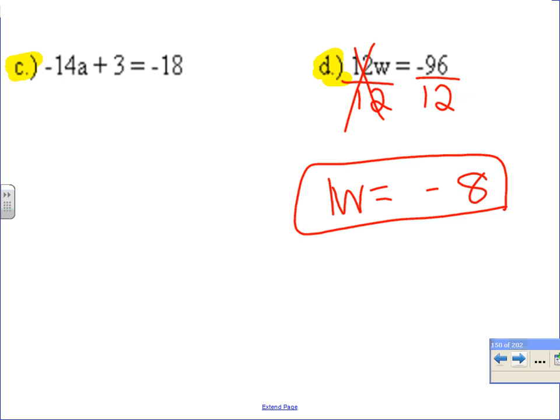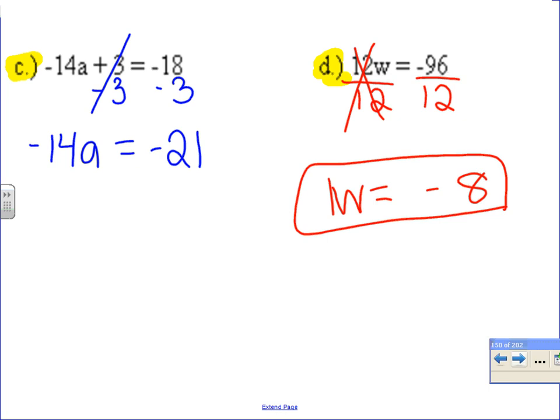Which means you need to add or subtract first. We need to get the 3 to the other side. So the very first thing you do is add or subtract, get all the numbers to the right, keep all the x's on the left. This is a preview for tomorrow's lesson. If you don't get it completely, we're doing this tomorrow. This is not your homework tonight, so just listen. So we are left with negative 14a equals negative 18 minus 3 is negative 21.